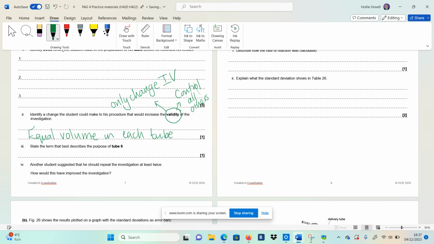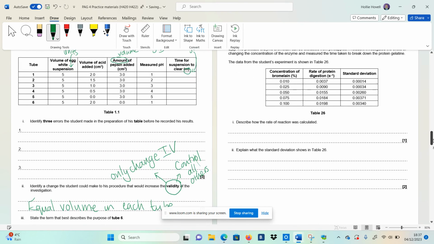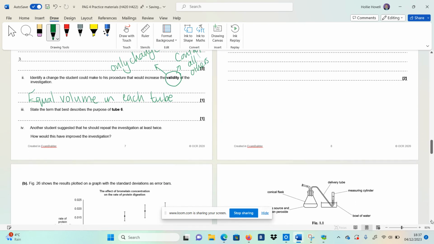Right, next one. State the term that best describes the purpose of tube 6. So tube 6 had 5 egg white, 2 centimeter cubed of acid, but no pepsin. So what is the point in doing the experiment without the enzyme? Well, we call that a control, don't we? If we add something that hasn't got the active thing that we're investigating, we call that a control.